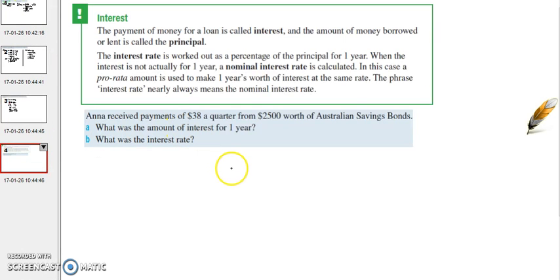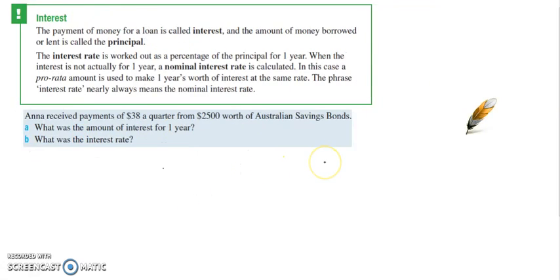The last question I want to have a look at is this one here. It's a little bit more involved. There's a little statement up the top, just so you know about it. We talked about a lot of this last year, so it should just be a revision. The payment of money for a loan is called interest, and the amount of money borrowed or lent is called the principal. Really hope you remember that from last year. The interest rate is worked out as a percentage of the principal for 1 year. So if the interest is not actually for 1 year, we have to calculate out a special rate. In this case, a pro rata amount is used to make 1 year's worth of interest at the same rate. The phrase interest rate nearly always means the nominal interest rate.